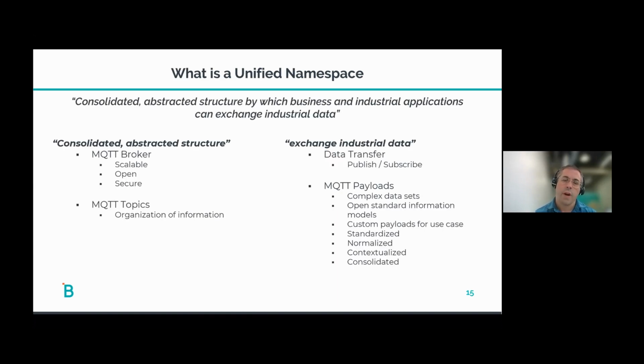What we've seen in practice is that MQTT is the overwhelming technology that people are using to deliver on this unified namespace. So if we break down that definition and think of MQTT as the underlying technology, when we talk about a consolidated and abstracted structure, we're talking about using an MQTT broker. Therefore, all of the data can be consolidated in that broker. It's highly scalable, they're open, and they're secure.